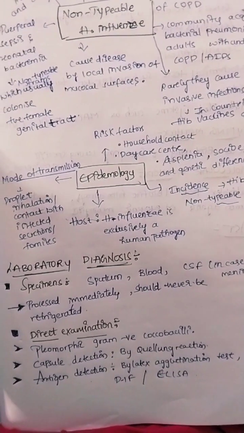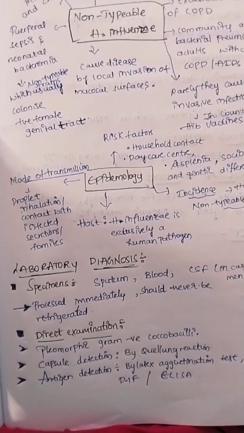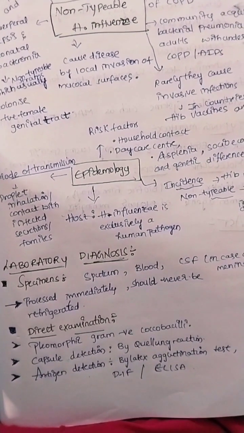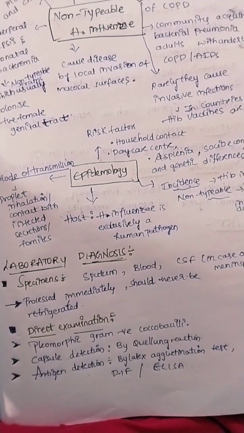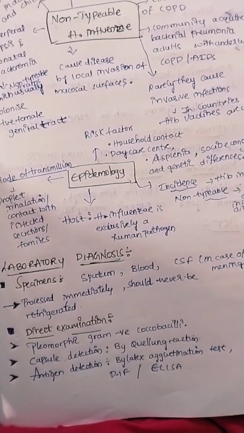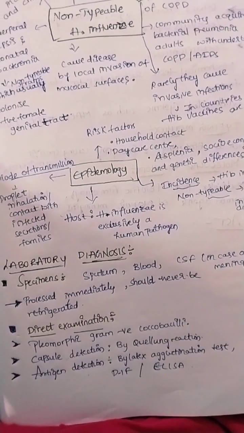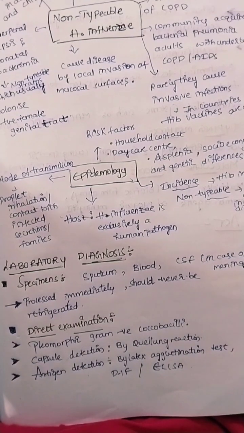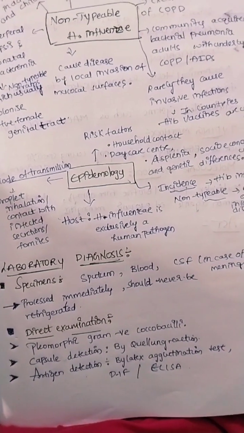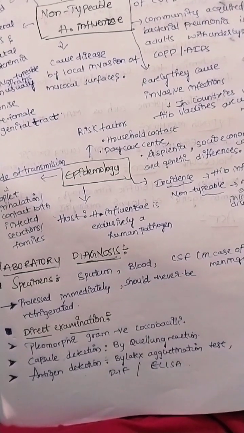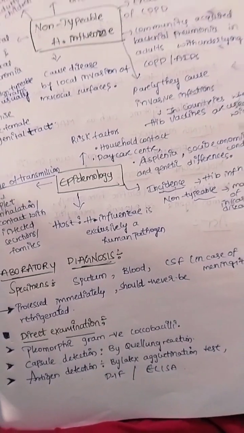And on direct examination, pleomorphic gram-negative coccobacilli will be seen on Gram staining, and capsule detection by Quellung reaction. For detecting the capsule, we will take the CSF sample and add methylene blue and check further. Okay. Antigen detection by latex agglutination test, direct immunofluorescence or ELISA.